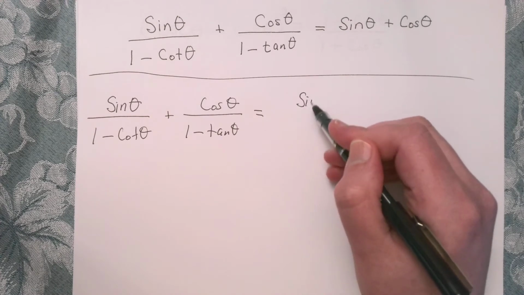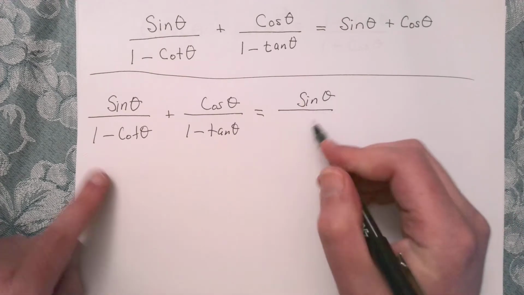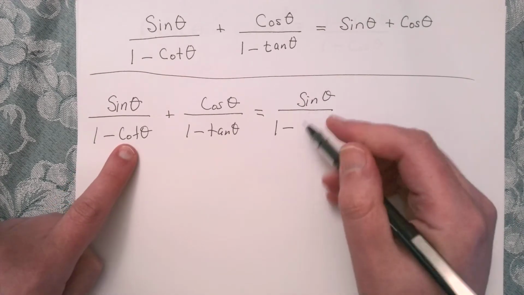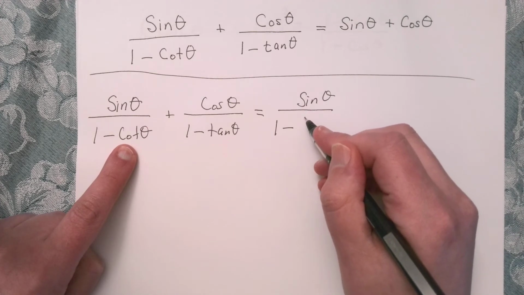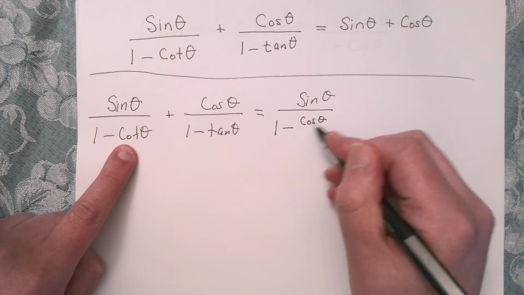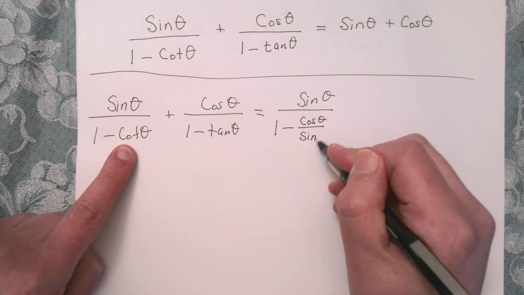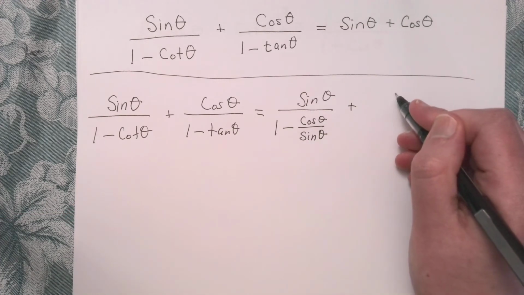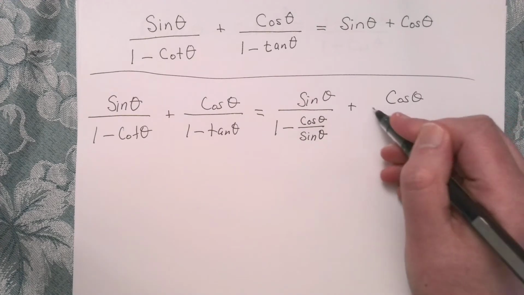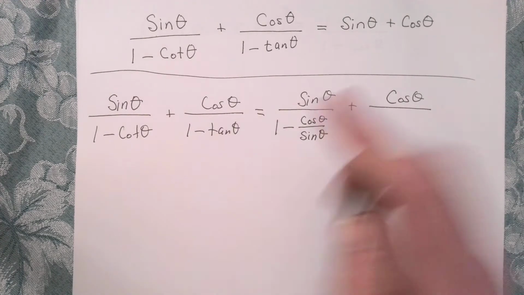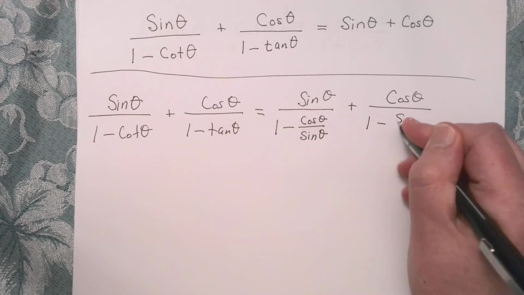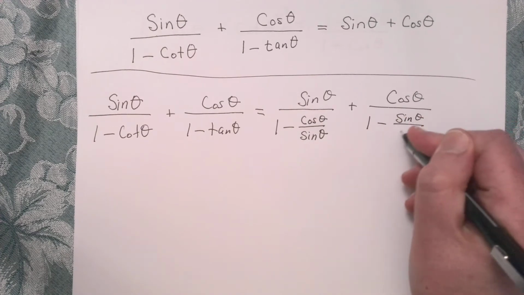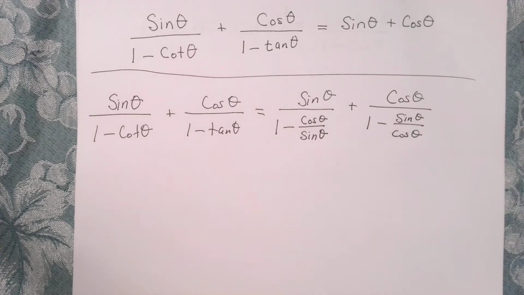So here I've got sine of theta. This is over 1 minus, so remember our definition of cotangent. That's the cosine of theta over the sine of theta plus cosine of theta over, now remember tangent. Tangent is equal to the sine of theta over the cosine of theta, so that seems okay.